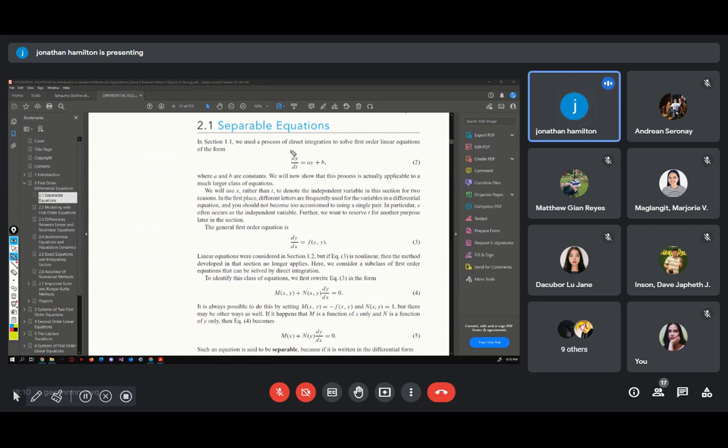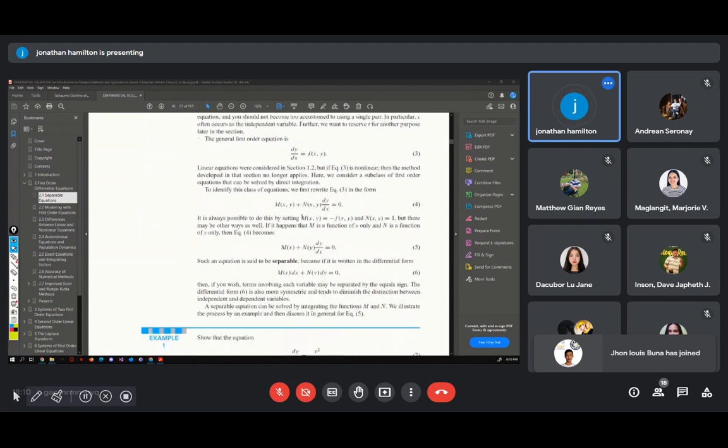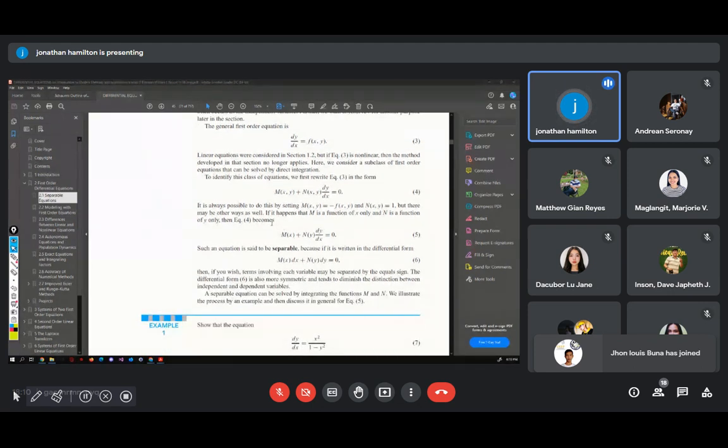For example, dy over dt is equal to ay plus b. So this is what we will consider a first order linear equation where a and b are constants. And this will be the basic form for our first order linear differential equations. So what we mean by separable, we mean we can separate certain functions into one part or another.